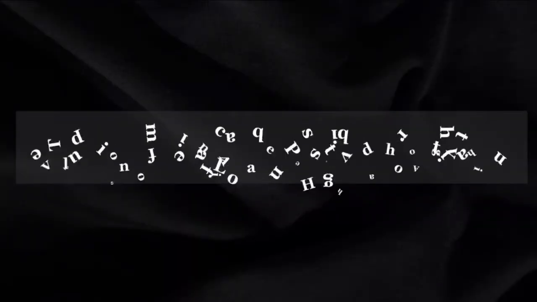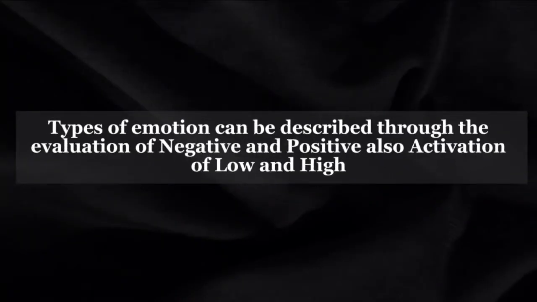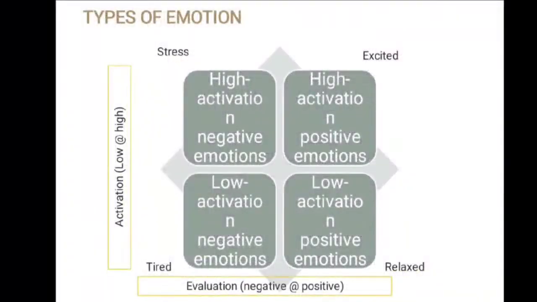Types of emotion can be described through the evaluation of negative and positive, and also activation of low and high. According to the diagram, high activation negative emotions will lead to stress. However, high activation positive emotions will lead to excitement. In contrast, low activation negative emotions will cause tiredness, and low activation positive emotions will lead someone to be relaxed.